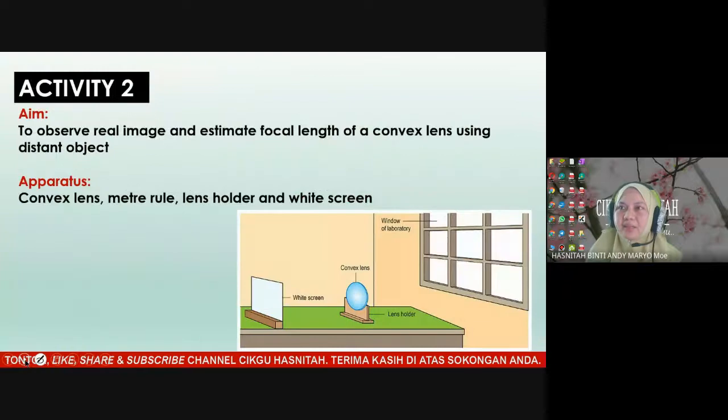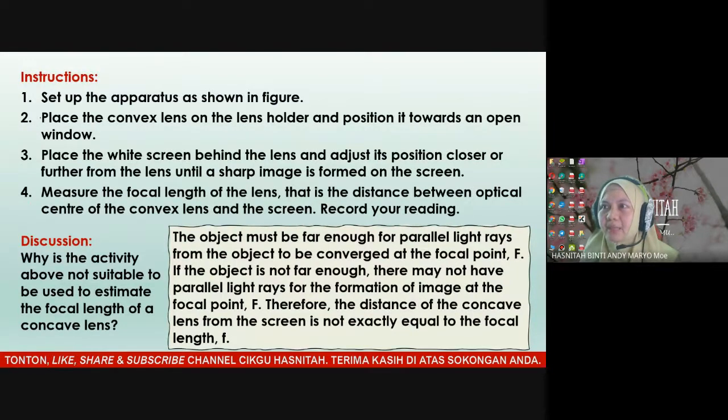Next, this is the second activity, to observe a real image and estimate focal length. It is the same activity as before. This is all the apparatus you need: convex lens, meter rule, lens holder, and widescreen. This is the setup of apparatus. We place a convex lens on a lens holder and position it towards an open window. Place the widescreen behind the lens, and as before, adjust the position of the screen until we get a sharp image. The image you see on the screen is called a real image. Then you can measure the focal length as I discussed earlier.